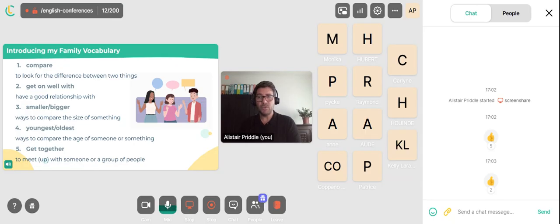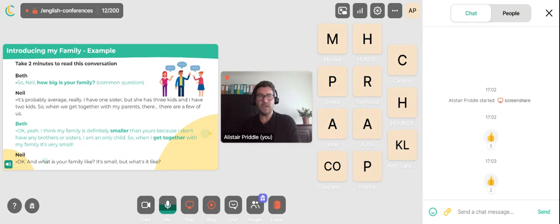Number 3, smaller or bigger. Well, these are adjectives to compare the size of something. Youngest or oldest. These are ways to talk about the age of something or someone. Number 5, get together. To meet up with someone or a group of people. Okay, well, let's have a look at some of these in some sentences.